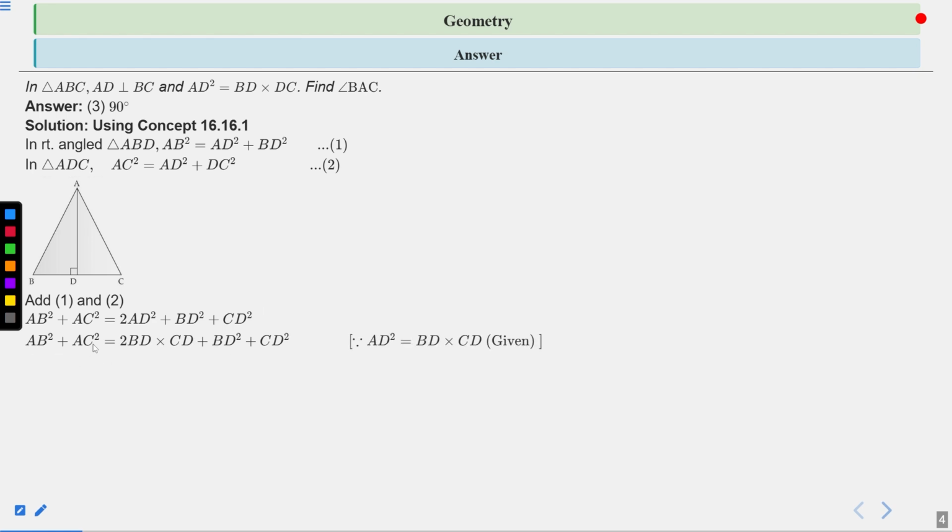Now, because we know that AD square equals BD into DC, we can put it in. So we can write 2 times BD into DC plus BD square plus CD square, because it is given that AD square equals BD into CD. So we get AC square plus AB square equals BD plus CD whole square, which will become BC square. So we can say that the angle BAC will be 90 degree. So the third one is the correct answer of this question. Next one.